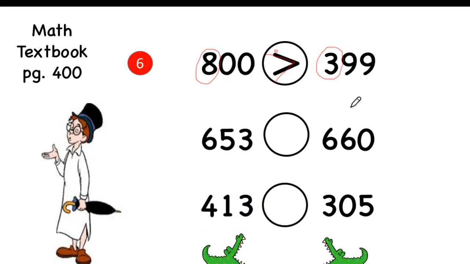653, 660. We cannot use the hundreds digits because they are the same. We will use the tens digits in the middle. We have 5 and 6. Which one is greater, 5 or 6? 6 is greater. That means the Pac-Man will come and eat the greater number. That one is the greater number. So his mouth will open this way.